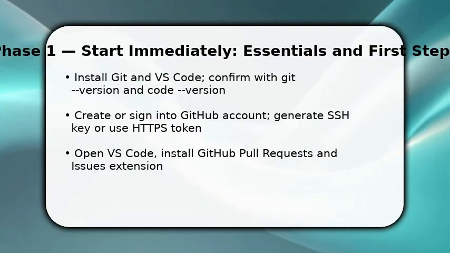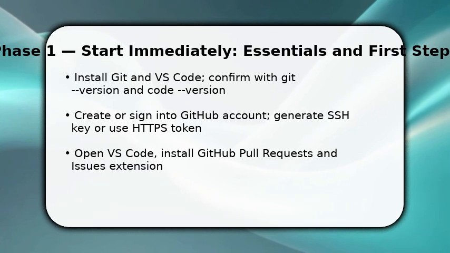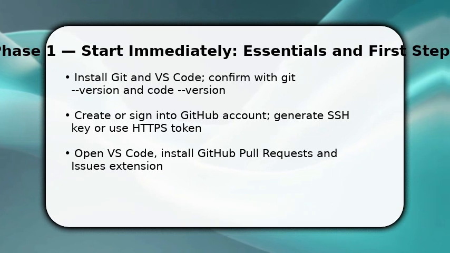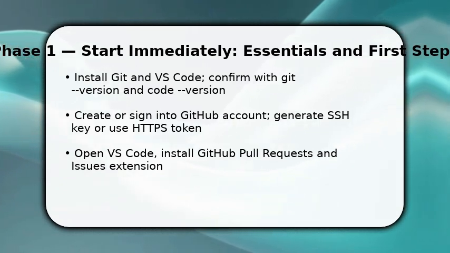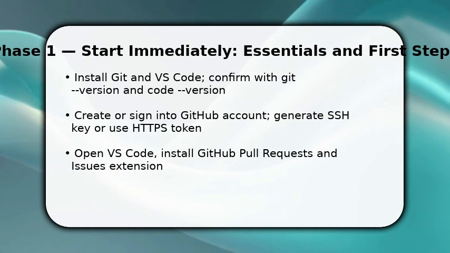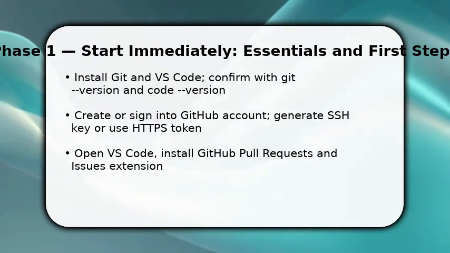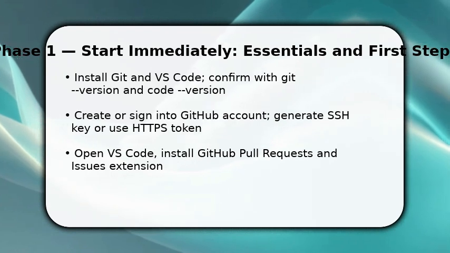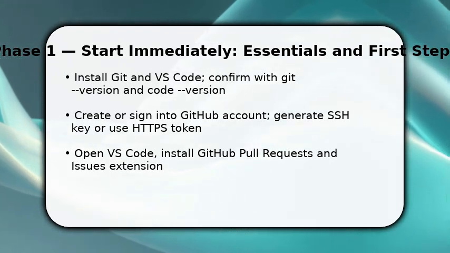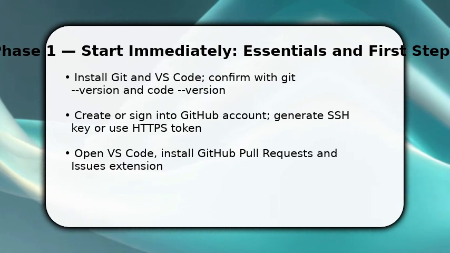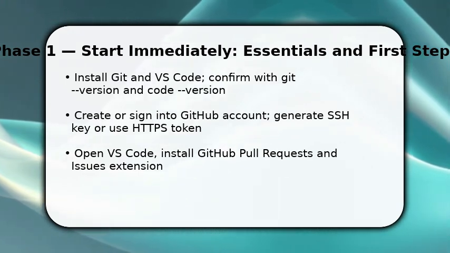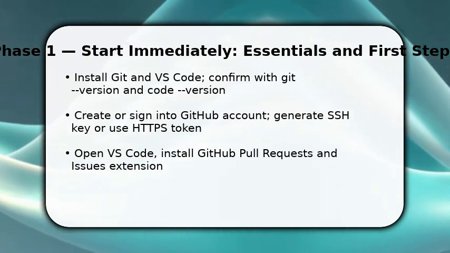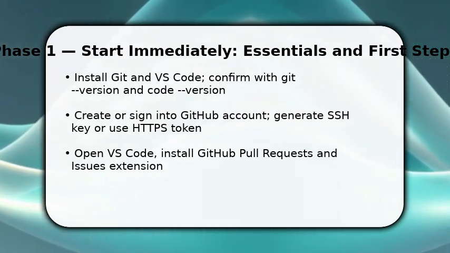You will begin by verifying prerequisites and taking the first actionable steps. Install Git and VS Code, then confirm versions. This ensures compatibility. Next, sign into GitHub and generate an SSH key or prepare a personal access token. SSH is often smoother for frequent pushes. Once done, open VS Code and install the official GitHub extension so integration is ready. Make sure to enable the code command in your path so you can launch projects quickly from the terminal.